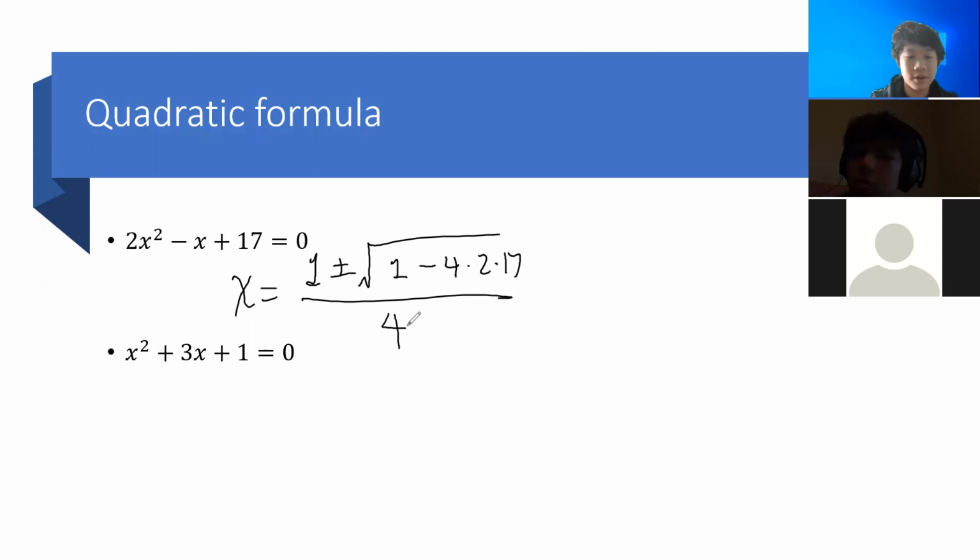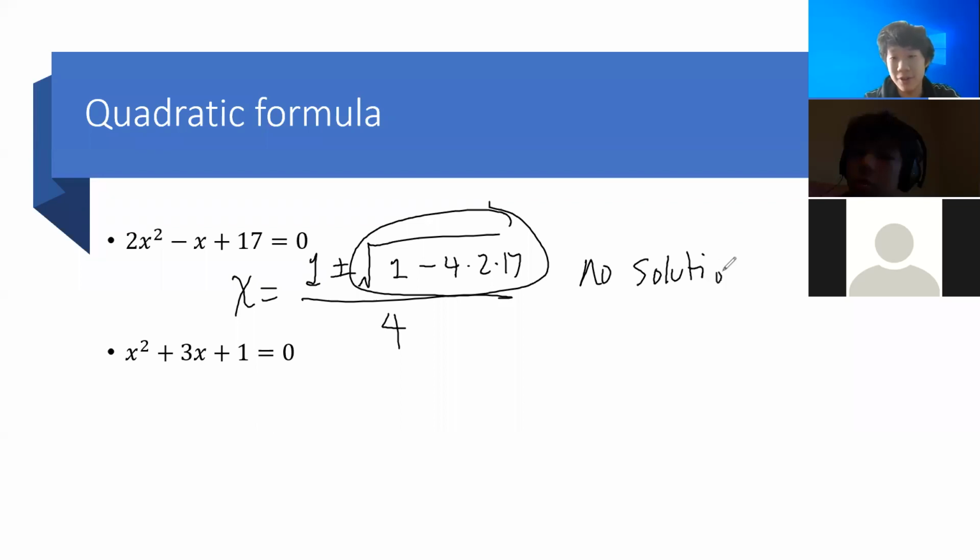So first of all, before we evaluate this, do you notice how this square root right here is negative? Because obviously 4 times 2 times 17 is a lot bigger than 1. So 1 minus that is going to be negative. But can we ever take the square root of a negative number? No. At least in real terms, we can't. So this means that there's actually no possible solutions for x because we cannot take the square root of a negative number. So there's actually no solutions. No matter what value you plug in for x, it's not going to work for this equation.